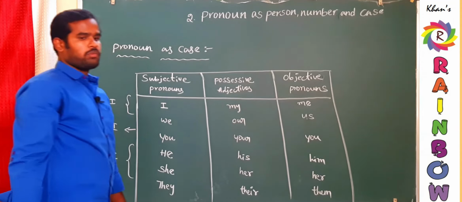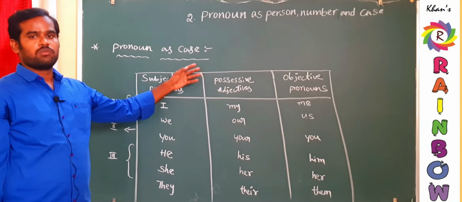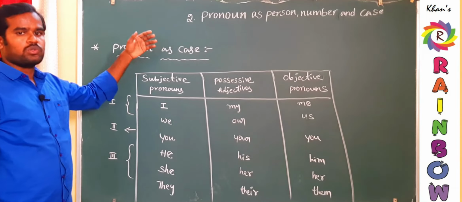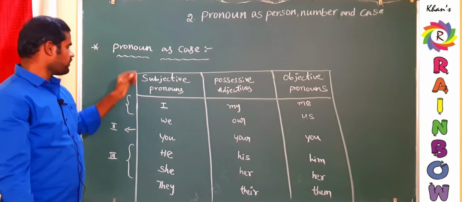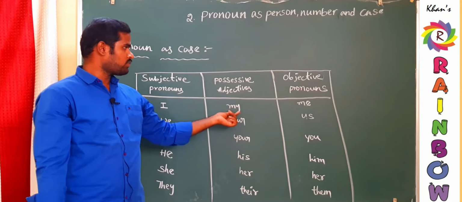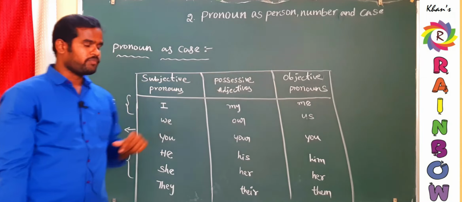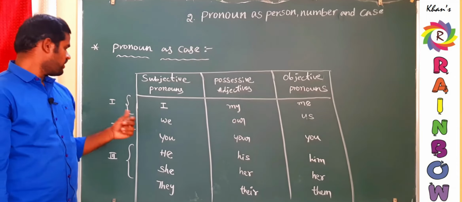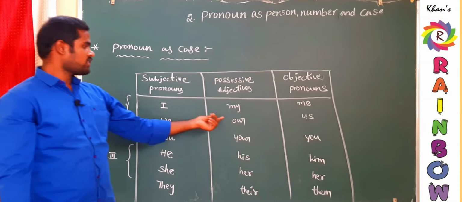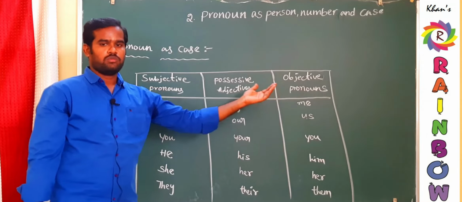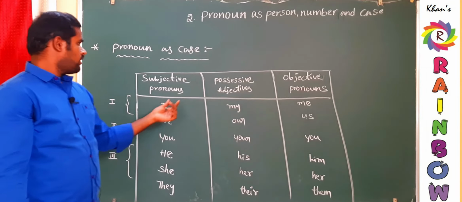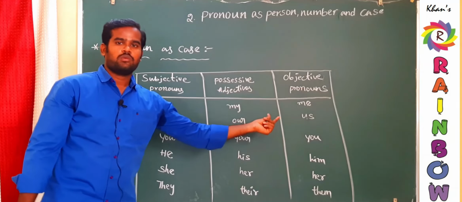So it is a very important table. If you understand this table, many grammar topics will be very easy for you to solve. So once again I am repeating, subjective pronoun is I, and possessive form is my, and objective form is me. I, my, me. And then first person plural subjective form is we, possessive form is our and objective form is us. And then second person, you. Possessive form is your, objective form is you.